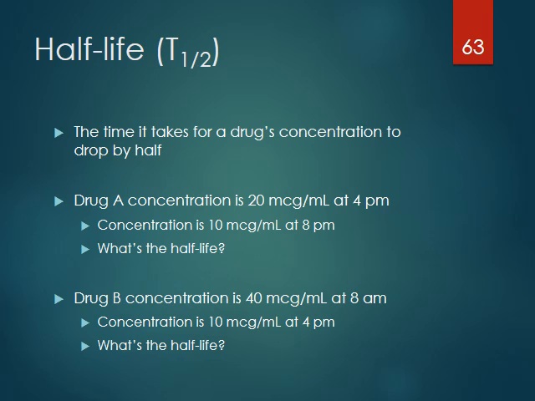Another example would be drug B, which has an initial concentration of 40 micrograms per ml at 8 a.m. And then we do another measurement at 4 p.m. and we know the concentration is 10 micrograms per ml at that time. So what's the half-life going to be? Well, based on this, we saw that it's undergone two half-lives, because it went from 40 to 20 and then from 20 to 10. So that's 2 half-lives, and that was over an 8-hour period. So 8 hours divided by 2 half-lives equals 4. So again, this would be another example of a drug that had a 4-hour half-life.